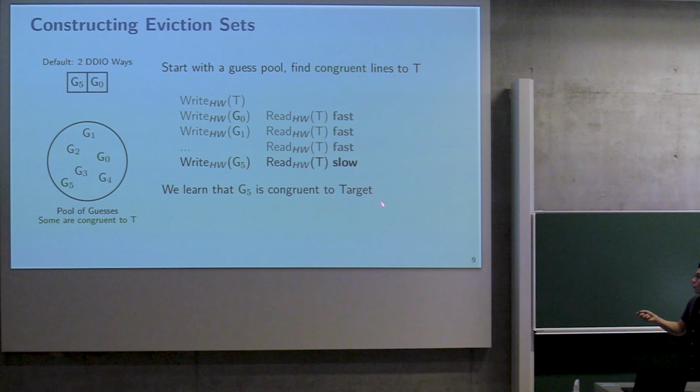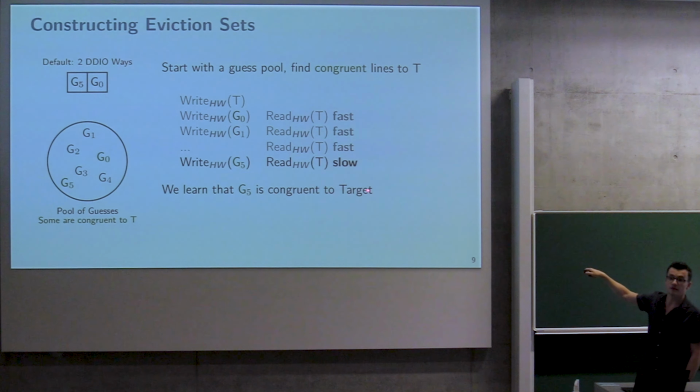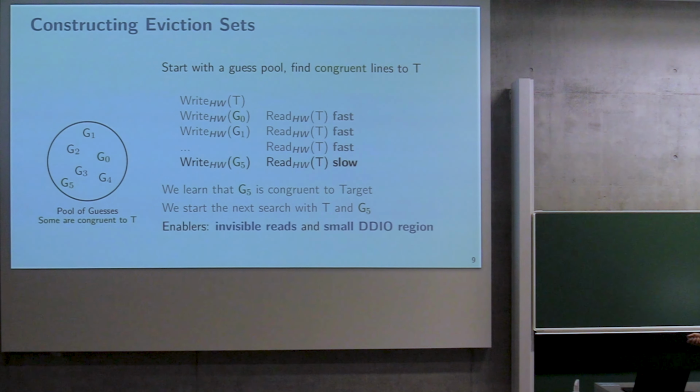And we can basically then repeat this, but as we get more lines, this gets faster, because the first one will not be invisible anymore if we fill it with G5 and target. So that's what we do in the next search, and then we basically do this until we have enough lines, and then we have our eviction set.